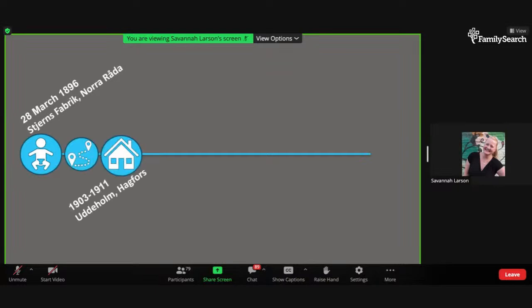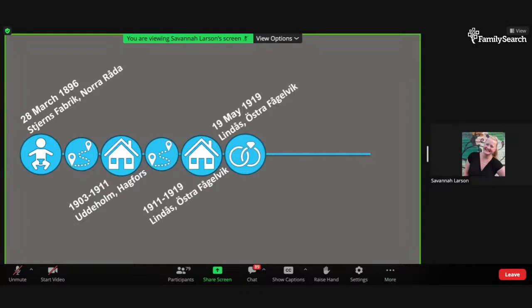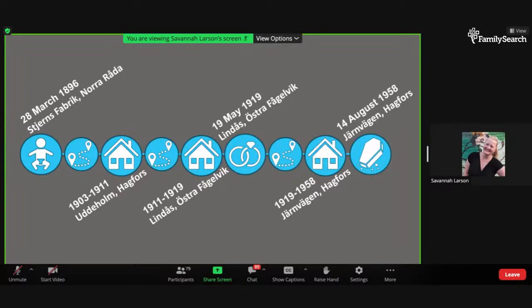We know that she moved and was living in Udaholm from 1903 to 1911. We know that she moved again, and from 1911 to 1919, she was living in Lindås, Östra. We know that she married in Östra in 1919. And then we knew that she moved again and lived in Hagfors until 1958. And we know that she died in Hagfors on the 14th of August, 1958.